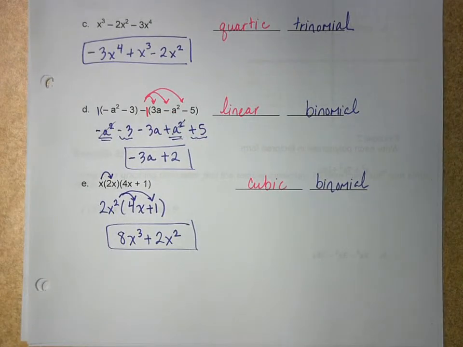Okay, go ahead and take a look there. Should be a cubic binomial. Cubic binomial. Are there any questions about different types of polynomials and how to classify them?